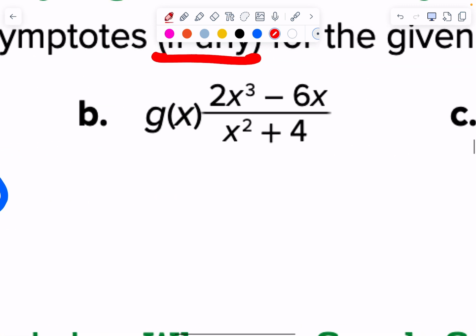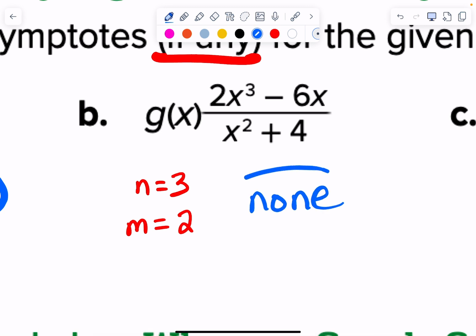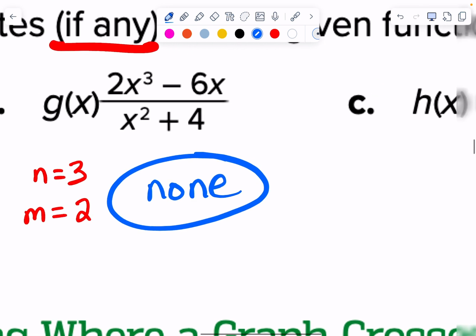Am I going too fast? No. B, what is n for B? 3. What is m for B? 2. So he's top heavy, so he's going to fall over, and there is no horizontal asymptote. You can put none or no HA. He's top heavy, he falls over.